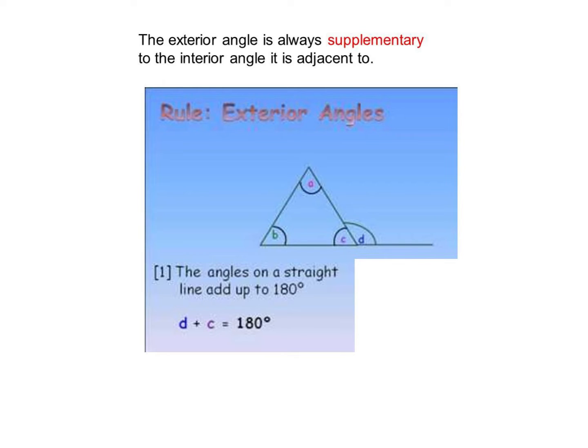An exterior angle is always supplementary to the interior angle it's adjacent to. That is a no-brainer. You can easily see that C and D are supplementary angles.